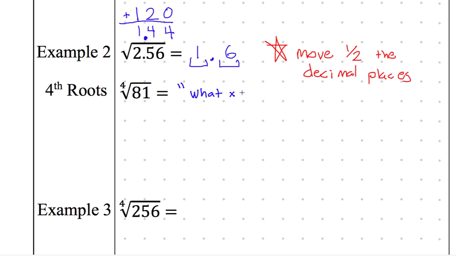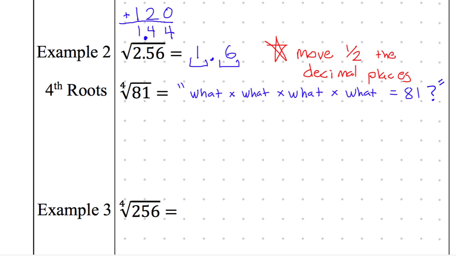What times what times what? I can have better handwriting. Times what equals 81. Notice that there are 4 what's here. That's really the question. I can actually have my question mark right there.